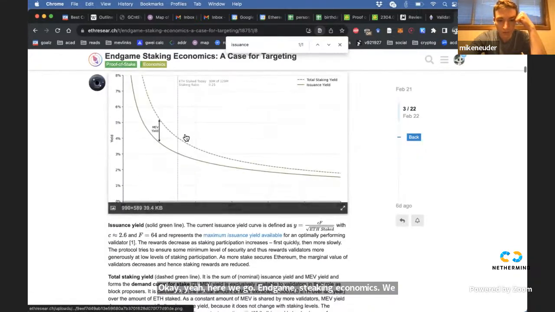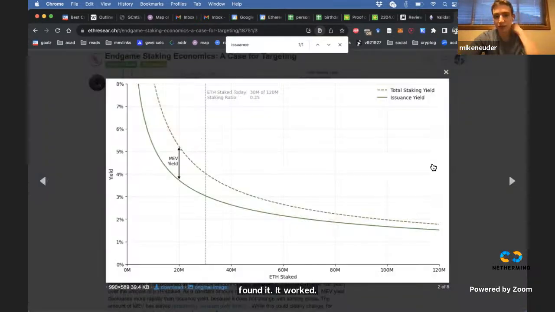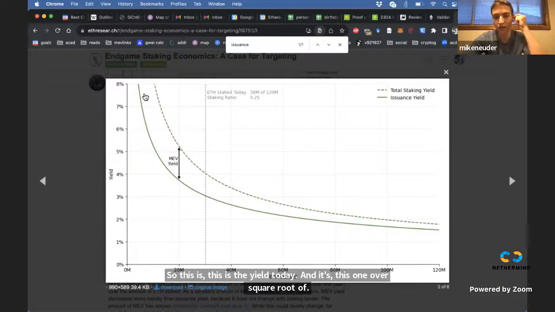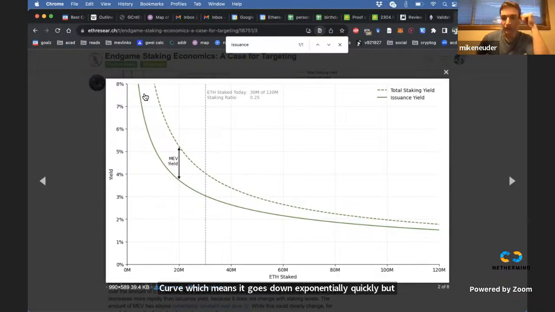Right. So this is the yield today, and it's this 1 over square root of x curve, which means it goes down quickly, but the power of the exponent is -1/2. So right.